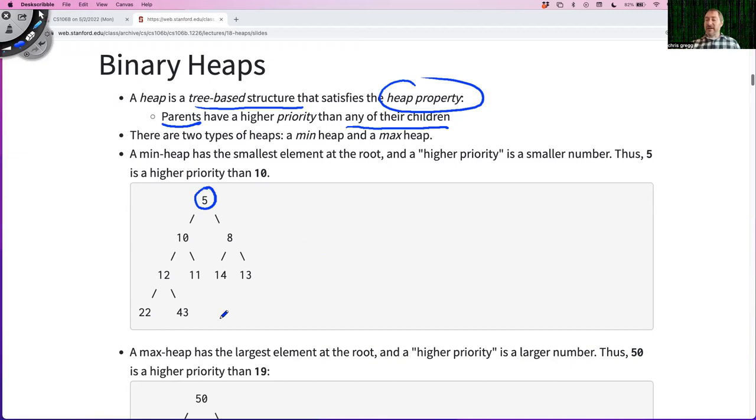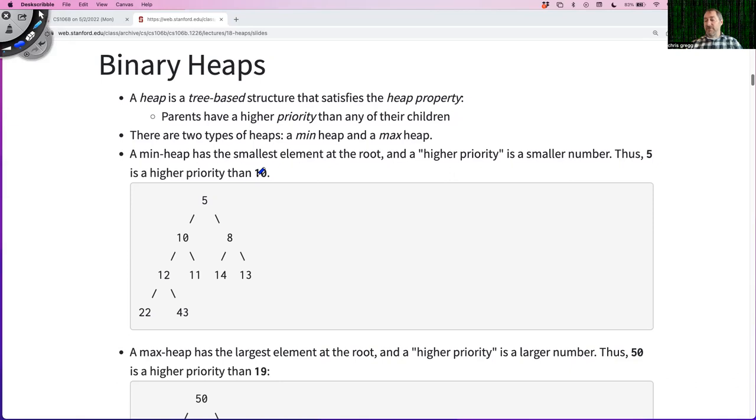So taking a look at this diagram right here, and by the way, we're going to talk mostly about min heaps, where what that means is the priority is the lowest number. The highest priority is the lowest number. So in this case, 5 has a higher priority than both of its children, 10 and 8, and 8 has a higher priority than 14 and 13 because they're higher numbers, numerically. And if you think about it, number one means you're the highest priority. That's the way it is. Or you're number one going into the hospital waiting room or whatever. So that's the idea there.